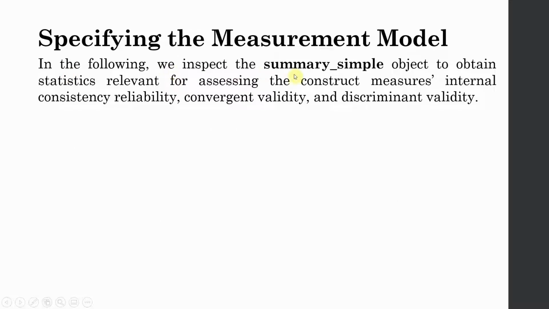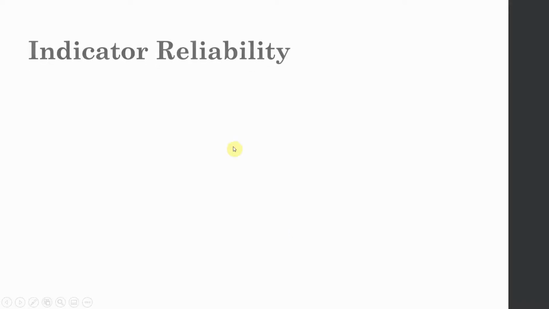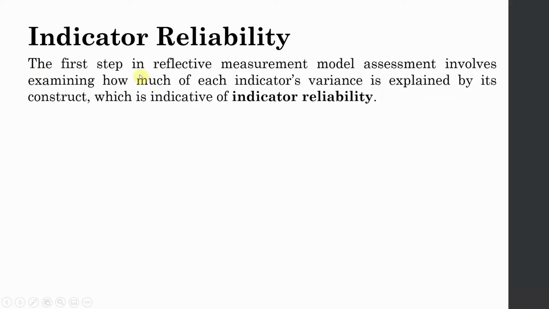In the following, we inspect the summary_simple object to obtain statistics relevant for assessing construct measures' internal consistency reliability, convergent validity, and discriminant validity. Now, these are critical criteria to assess a measurement model. The first step is indicator reliability. Now, how do you assess indicator reliability? The first step in reflective measurement model assessment involves examining how much each indicator's variance is explained by its construct, and this is called indicator reliability.